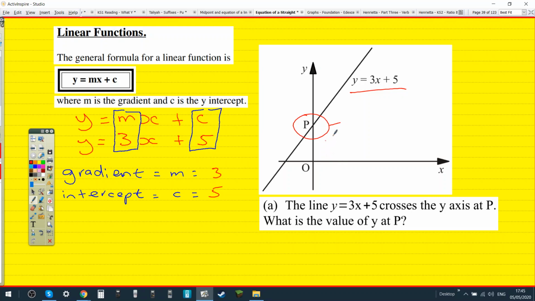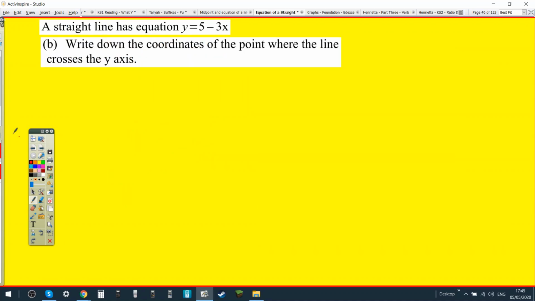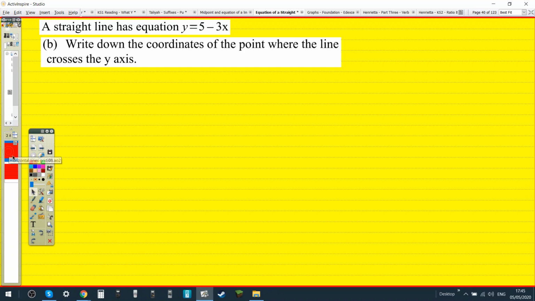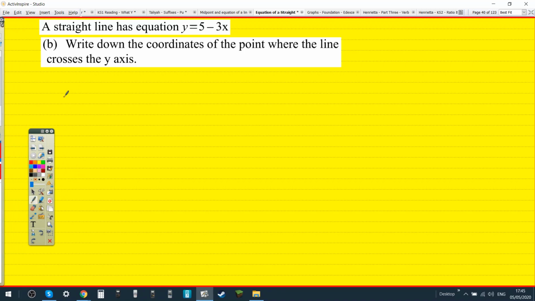No. The x will always be 0 and the y is 5, because anything times 0 is 0. So 3 times 0 plus 5. So that is basically 0, c. Okay, so this one. What is the gradient? What is the intercept?